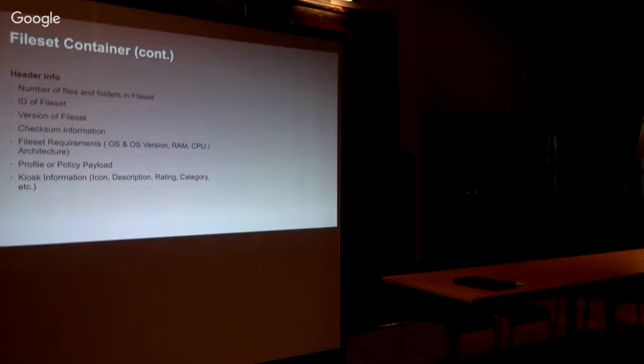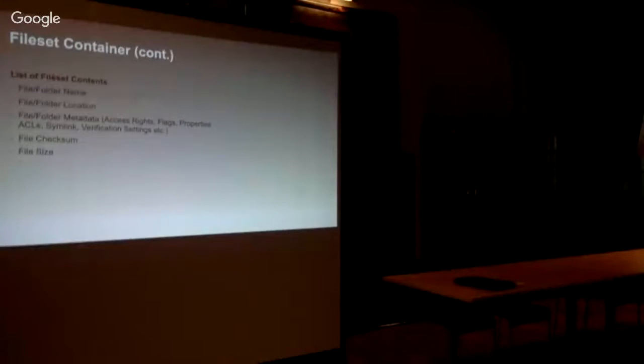You can say, if it's a kiosk, then for the kiosk you have certain information. Those self-servicing portals can have the icon of the application, different categories. If it's an application, if it's a profile, if it's a printer, so you have subfolders in there, and all that information is in the file set container. You have a list in there, which is comparable afterwards. So that's the file and folder name, the folder location, the metadata, the access rights, ACL, and something that's very important, what I said before, is the verification setting.